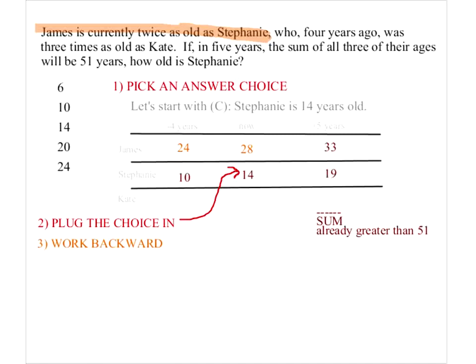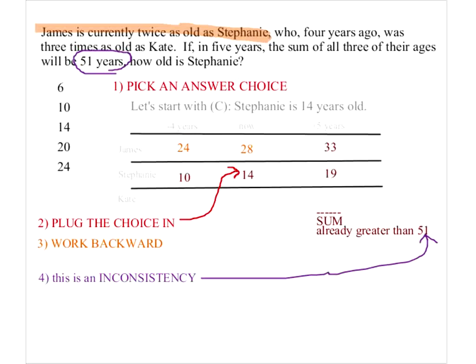And then notice that this is an inconsistency. This is an inconsistency right here. Because the ages are supposed to add to 51, this is already greater than 51. So, therefore, this is the wrong answer. Okay. Notice we didn't need any algebra at all to figure this out. None. And moreover, what else does this mean? Not only is this answer wrong, but which answers are also wrong based on this result being greater than 51?